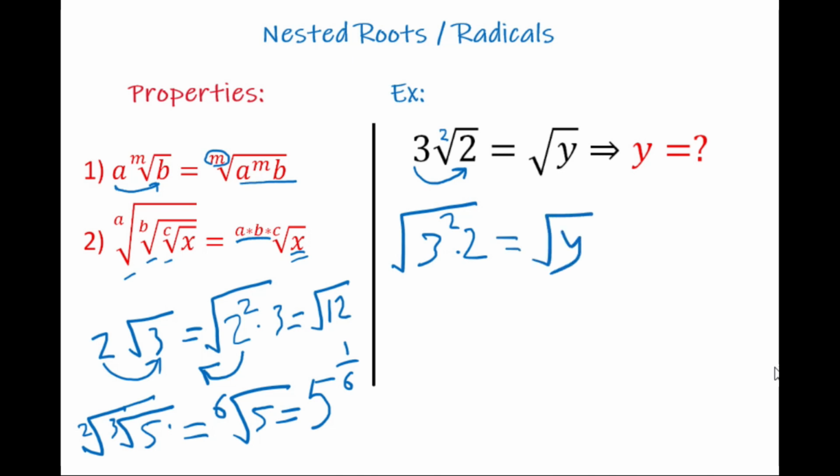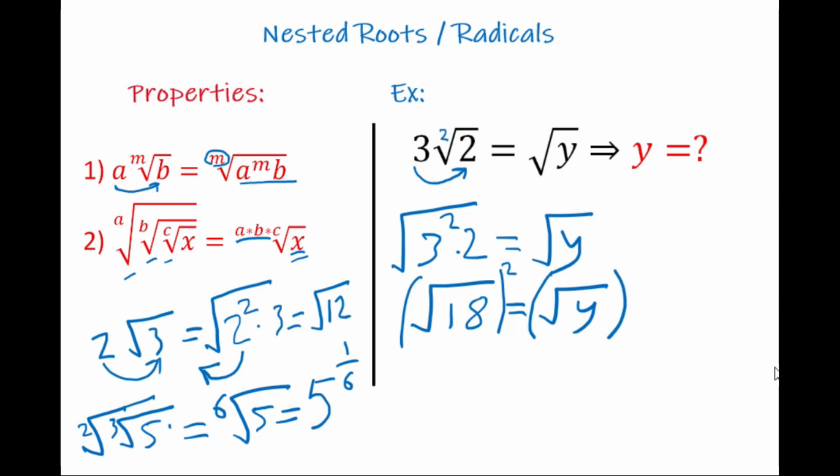On the left side, we have 3 squared, which is 9. 9 times 2 is 18. Square root of 18 is square root of y. In this case, we can take the square of both sides. So the square and the root cancel. So it's going to be 18 is equal to y. Or in other words, before taking the square of both sides, we all know that there is a root on the left, there is a root on the right. So the insides should be the same as well. From here, we can easily see that y is also 18.